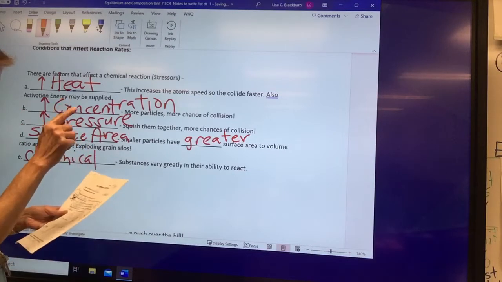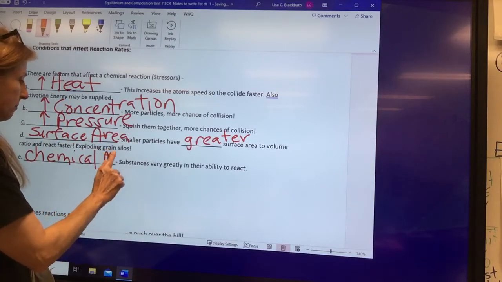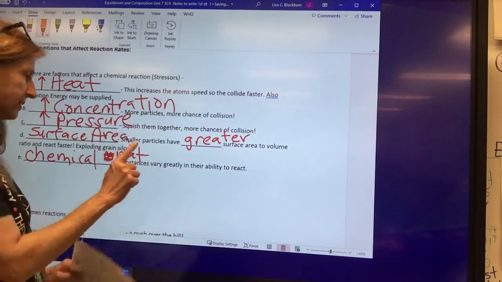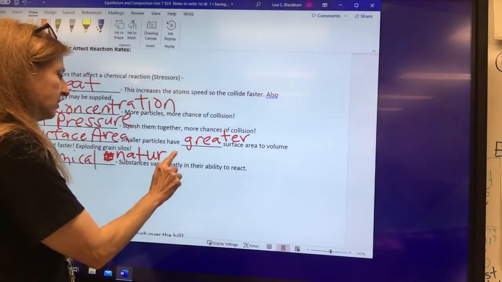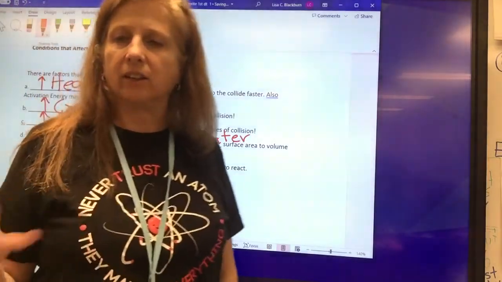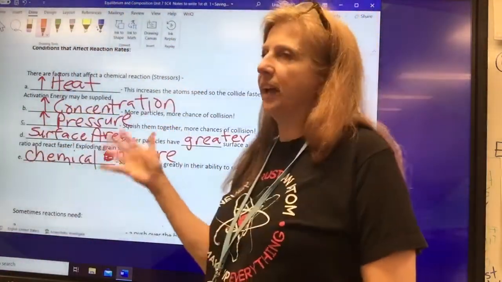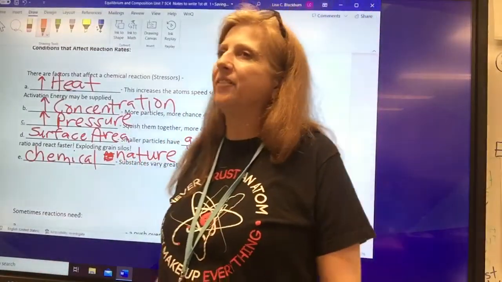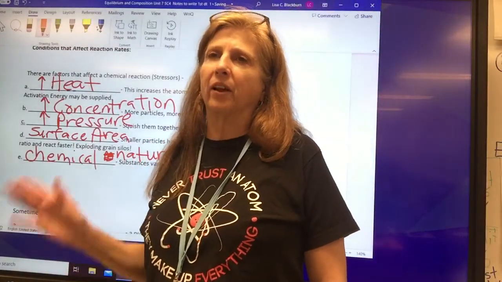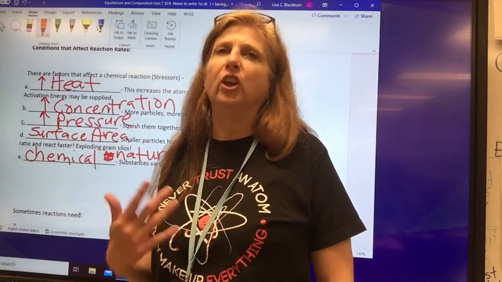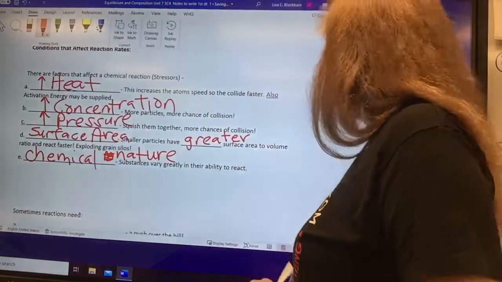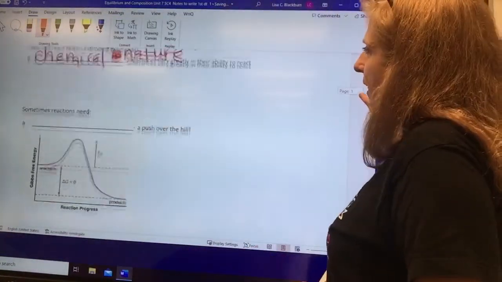Back in my stockroom, I have chemicals, and some chemicals I need to buy new ones very quickly because they don't last, like silver chloride. It loses its reactive nature because it breaks down with light. And other stuff, I have some chemicals back there that are way older than you, and they still work fine. So it just has to do with the chemical nature, how much it reacts. Okay, did everybody get that?